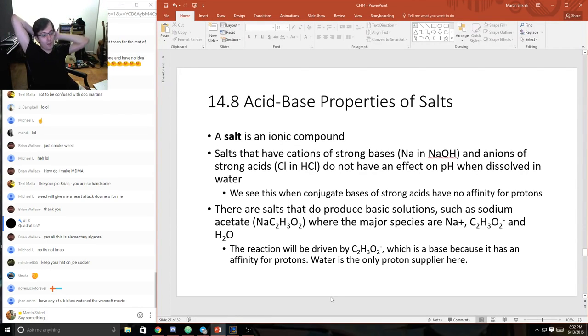All right, 14.8, we'll talk about the acid-base properties of salts, and this is actually pretty interesting. Now, the book waits until page 686 to define a salt, and a salt is simply an ionic compound, like NaCl, for instance, sodium chloride.